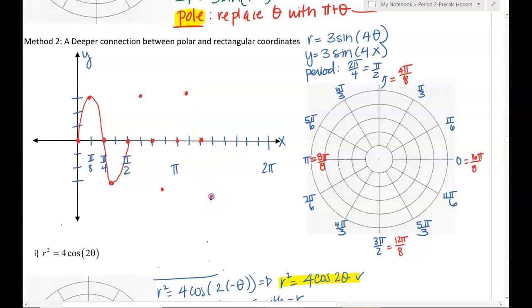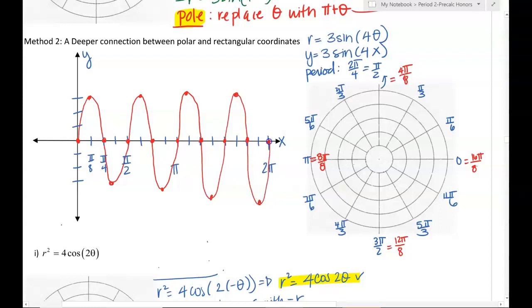Now, if I miss a dot or a tick mark, hopefully I will be able to spot it and fix it. So let's continue this curve. It's not going to be a really perfect curve because I'm graphing by hand here, but this will help us connect it to the polar. Okay, all right, so that's from 0 to 2 pi.